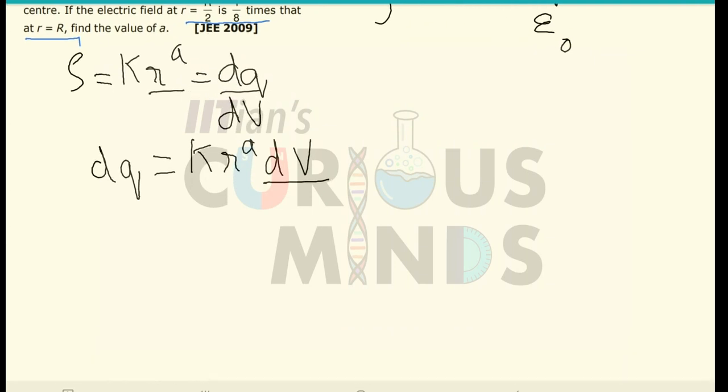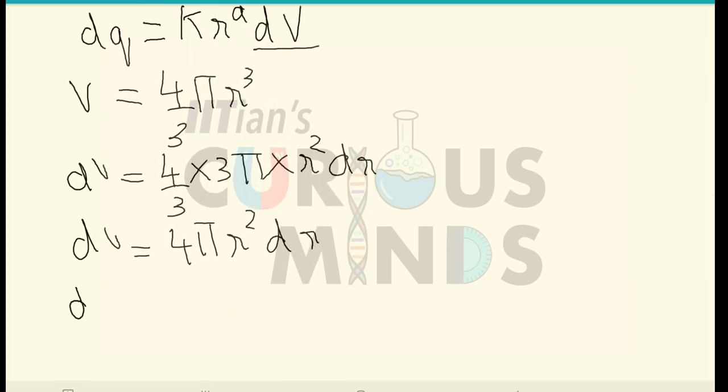So somehow I have to convert it into the radius part. Volume for a sphere is equal to 4 by 3 pi r cube. So dv will be equal to 4 pi r square dr. Now I can substitute this part: dq will be equal to 4 pi r square into r raised to a into dr.